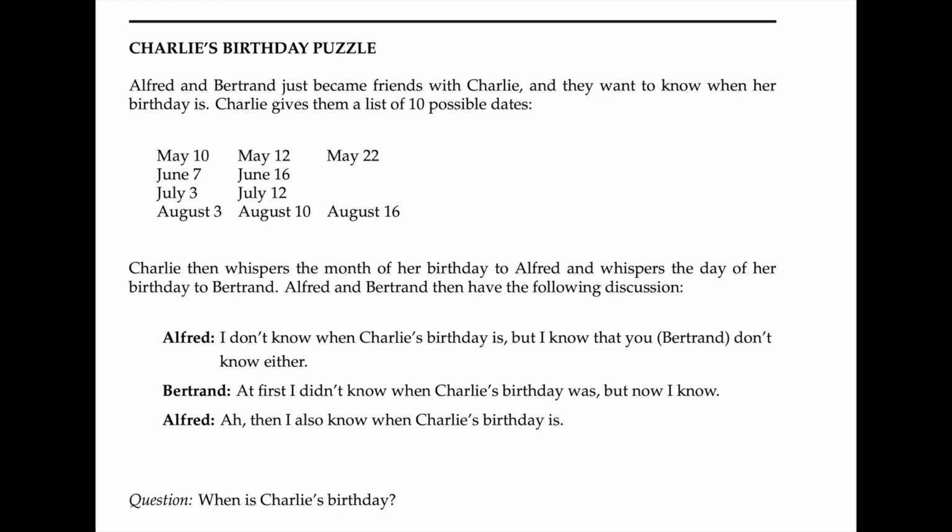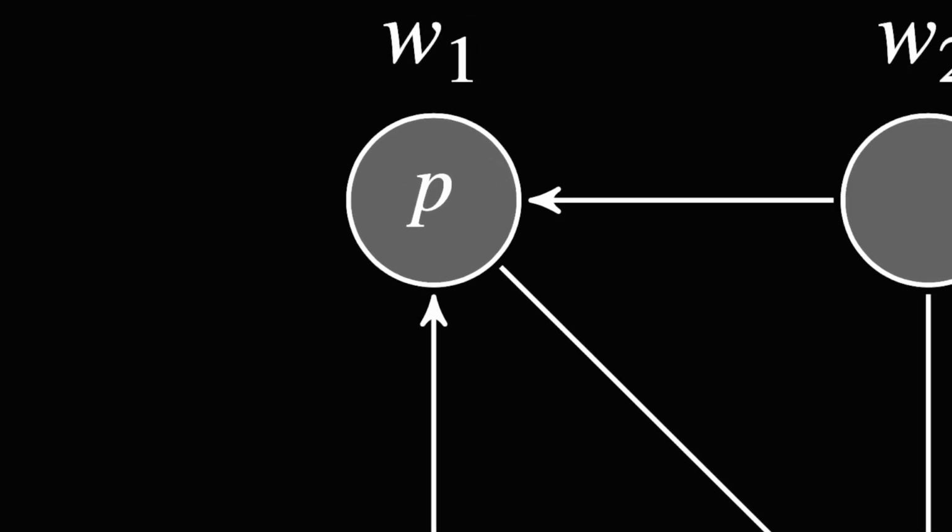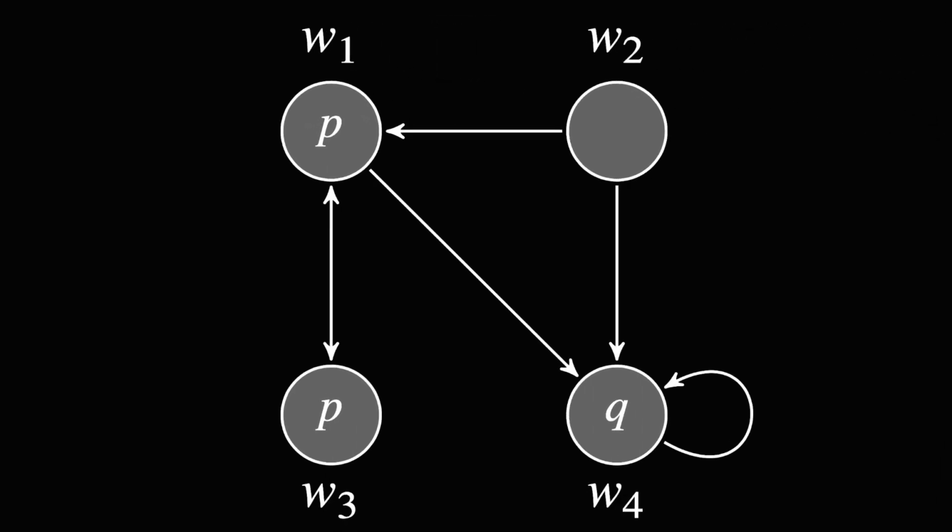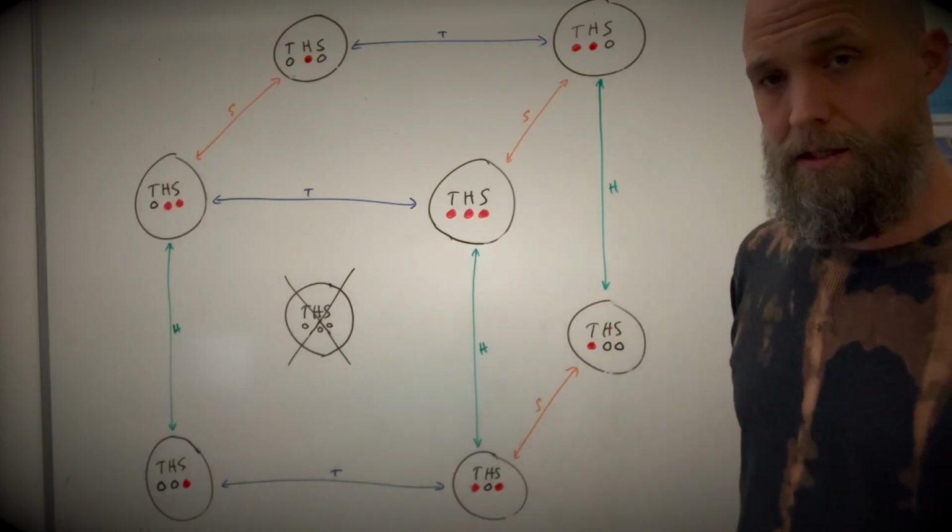If you haven't tried to solve this puzzle before, you should pause the video and take a stab at it. We can represent this situation in terms of modal logic, and in particular epistemic logic, which is a branch of modal logic. And we can represent it with what's called a Kripke frame, or Kripke model. Here's a Kripke model. This is what they look like.